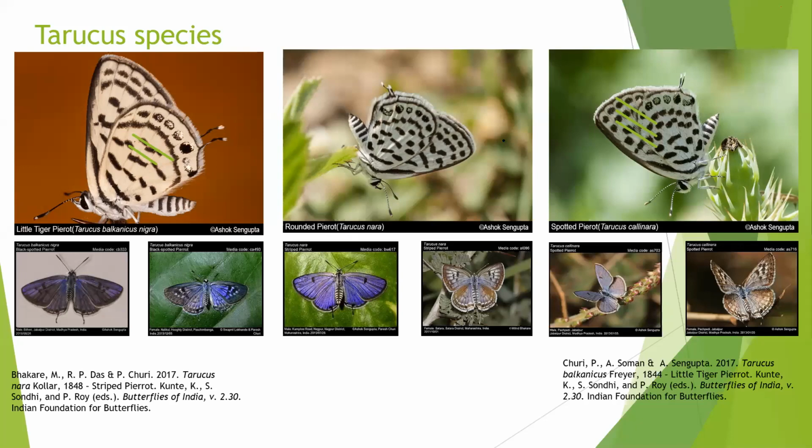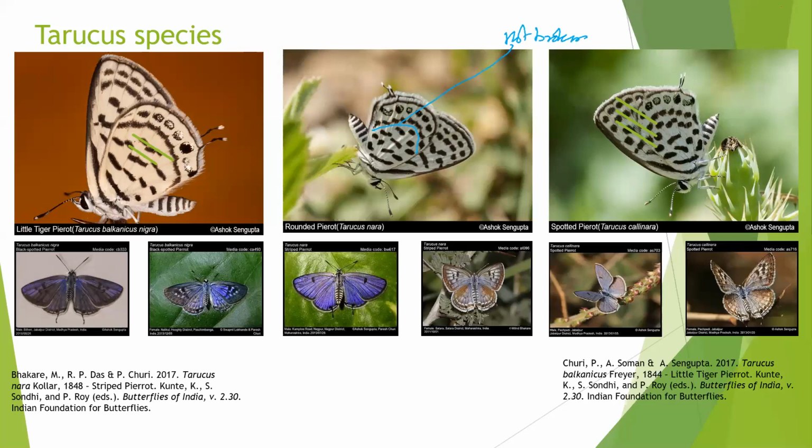The most common one is this rounded Pierrot. Can you see? This is called the striped Pierrot, rounded Pierrot, rusty Pierrot; these are the names given to this Tarucus nara. First of all, in this nara, the post-discal band in the hind wing is not broken. So I'll write that, not broken.